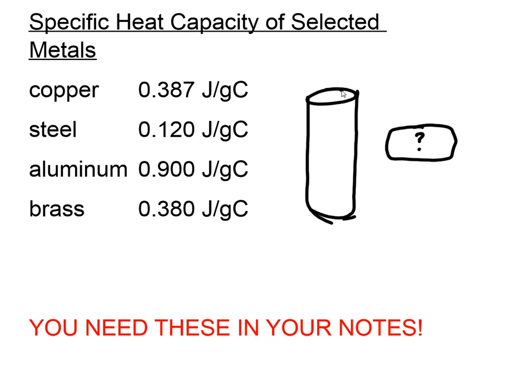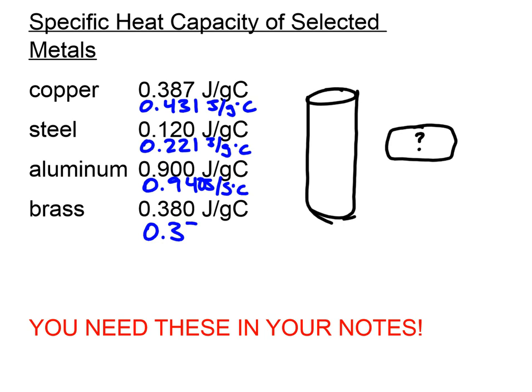So just for simplistic sake, I did my calorimetry lab, and my copper heat capacity when I was all said and done was 0.431 joules per gram degree Celsius, and then I'll just make up some other ones: 0.221 joules per gram degree Celsius, 0.94 joules per gram degree Celsius, and 0.377 joules per gram degree Celsius. So what I have here is my actual in black, and my experimental in blue.